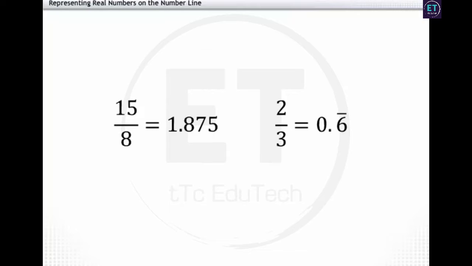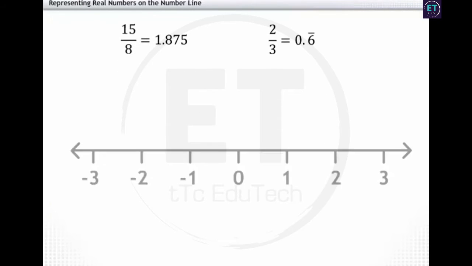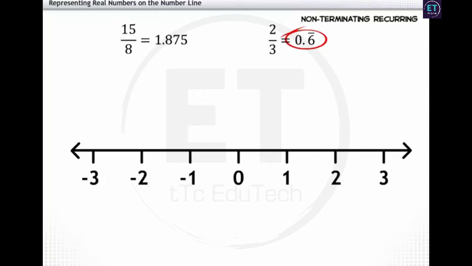We have seen that a real number can be expressed as its decimal expansion. You're already aware of representing rational and irrational numbers on the number line. The decimal expansion of a real number helps us to represent it on the number line. Let's represent 0.6 bar on the number line. Here, this decimal expansion is non-terminating recurring, where the digit 6 is repeating itself.